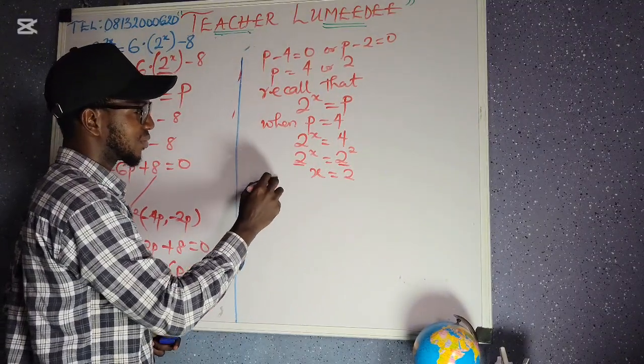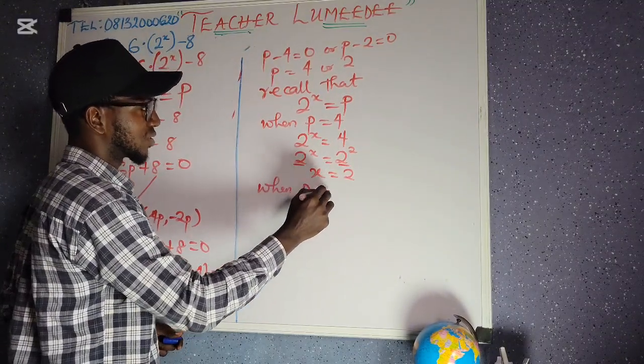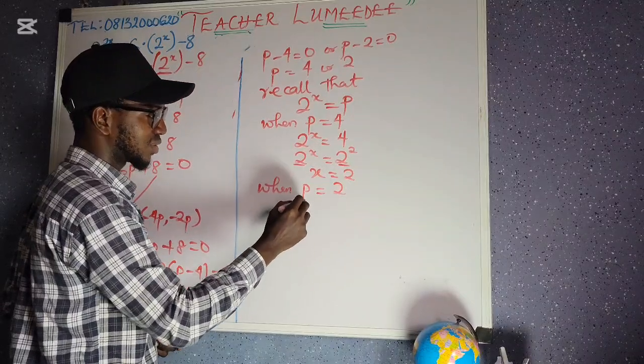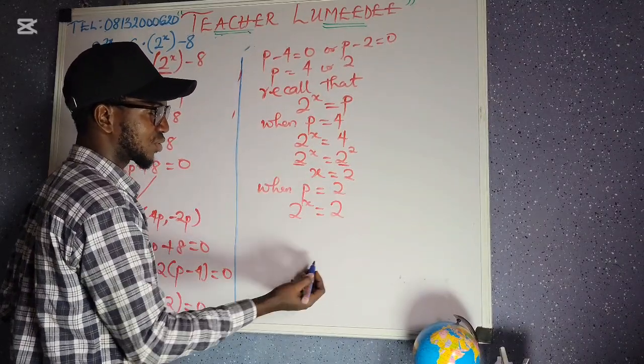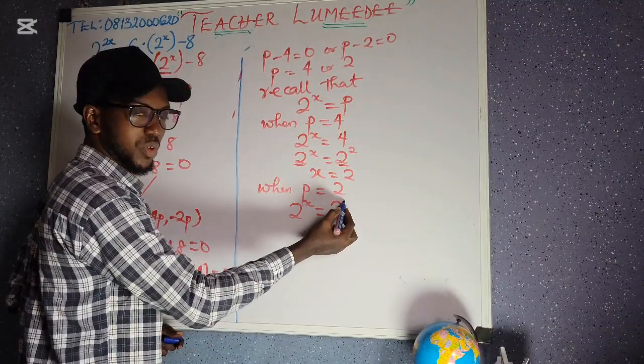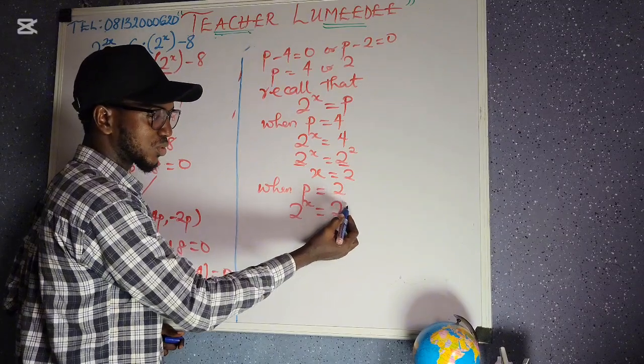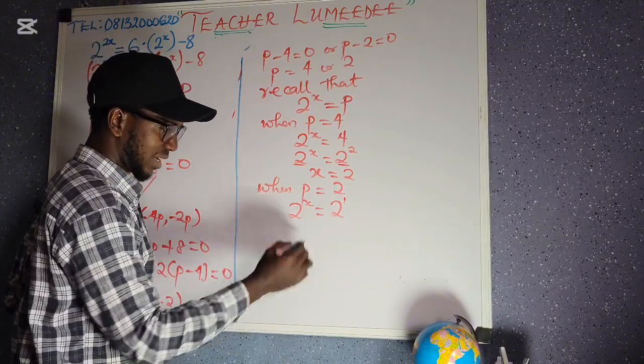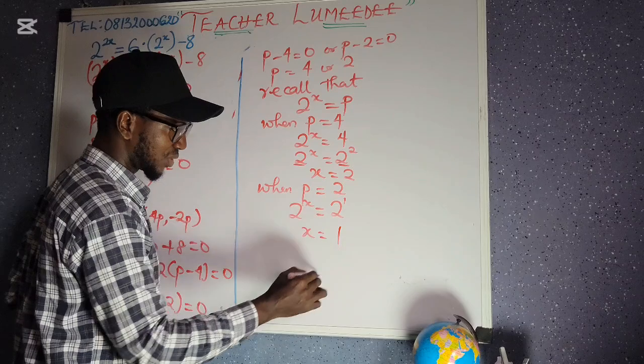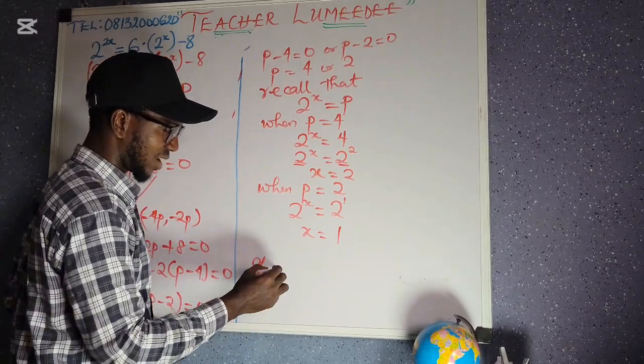Next again, we can say when p was equals to 2, we can say 2 raised to power x equals to 2. Now there is an invisible 1 here on this 2, so we can just easily write it. So x equals to 1. So hence our x is equals to 1 or 2.